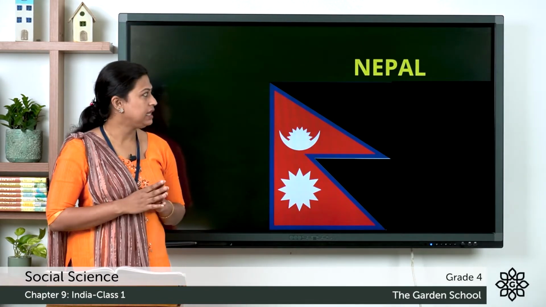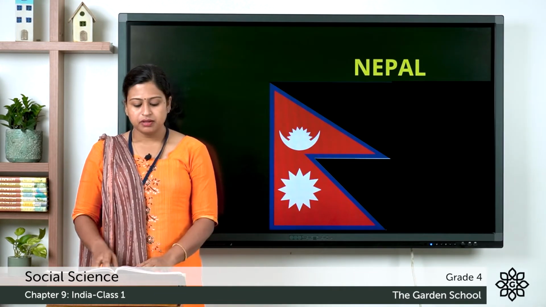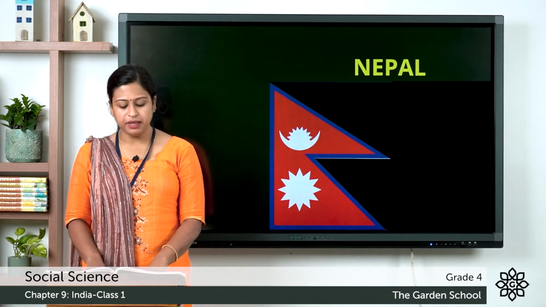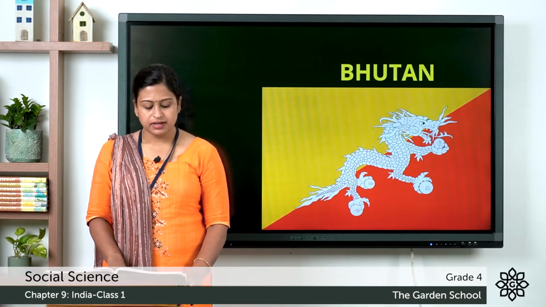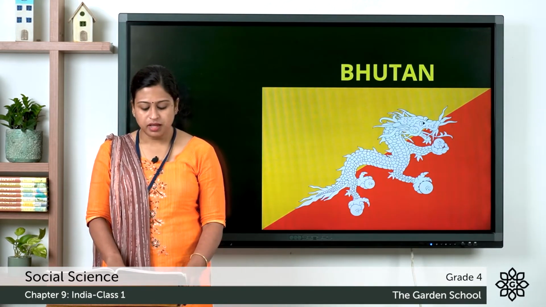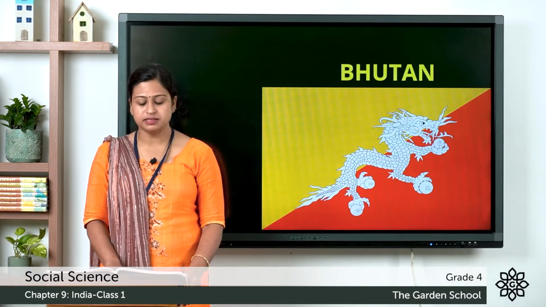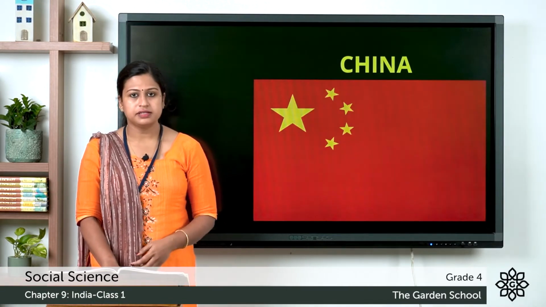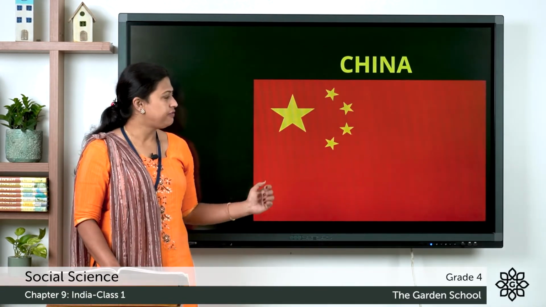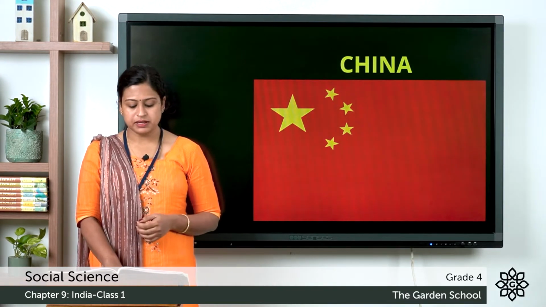Next country is Nepal. This is the flag of Nepal. Currency is Nepali rupee and capital is Kathmandu. Next country is Bhutan. Its currency is Ngultrum and capital is Thimphu. Next country is China, and you can see China's flag. Its currency is Chinese yuan and the capital is Beijing.